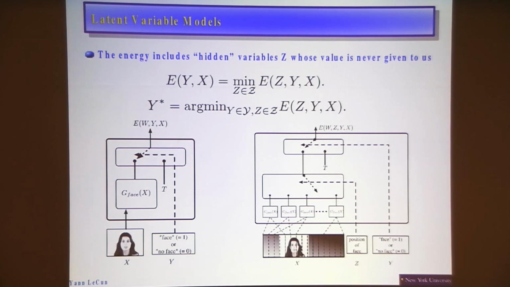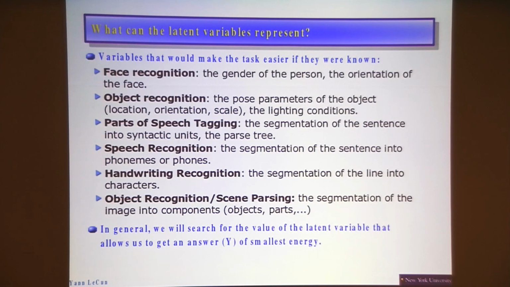If you were a probabilist, we would actually marginalize over it, and there is a way to do this as well. So there's lots of examples of situations like this when you need to do this kind of inference. Things like the pose parameters of objects, orientation, scale, lighting conditions for object recognition, part-of-speech tagging, where you have to generate a sequence, speech recognition, handwriting, scene parsing, where the segmentation of the image into components has to be properly chosen among many possibilities, perhaps. So there's a lot of those situations where you have to search over possible interpretations and pick the best one.